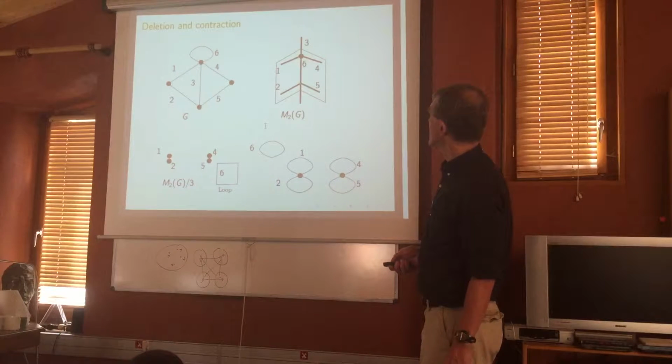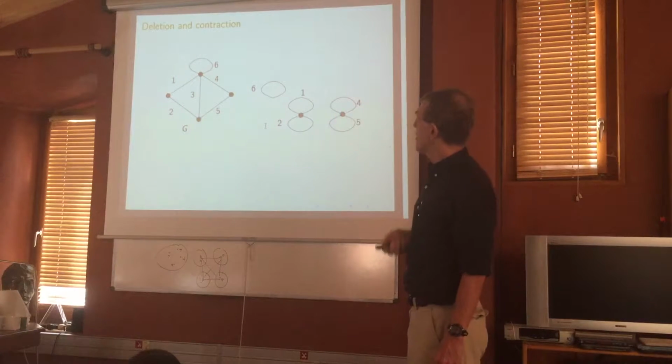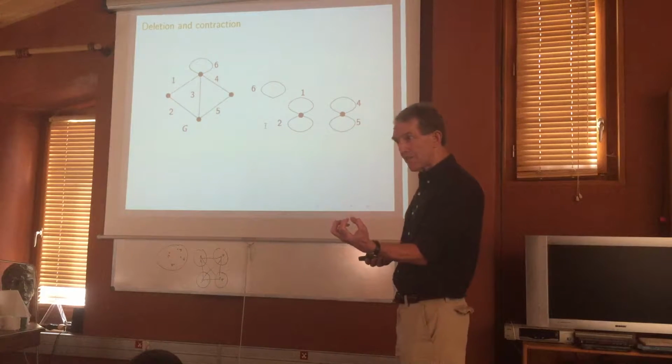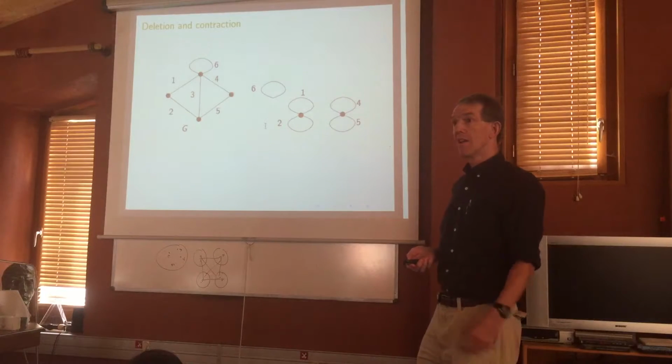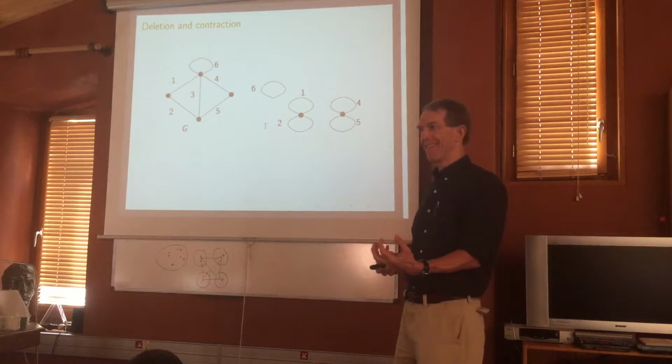Okay, so let's think about this. This was a graph, and I did this contraction in the Boolean two-polymatroid, and this is the one that I got. What graph operation does this?